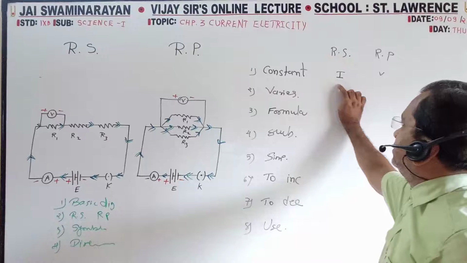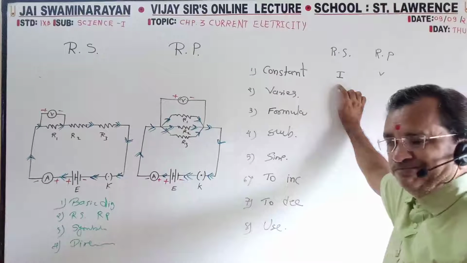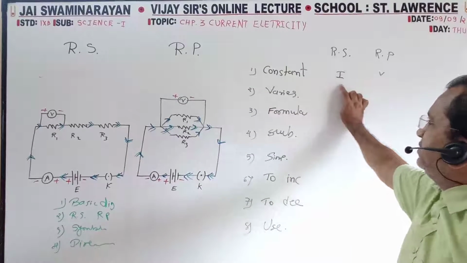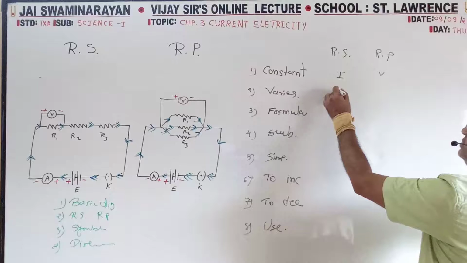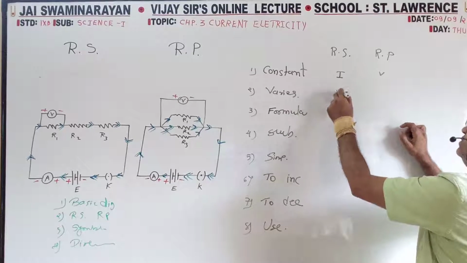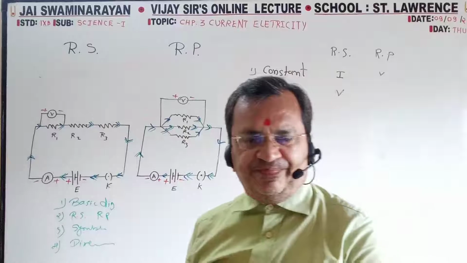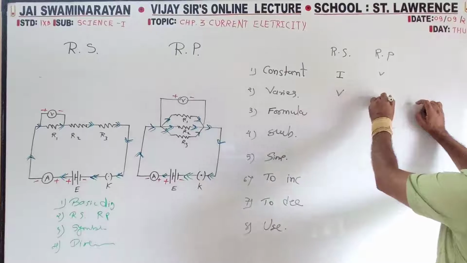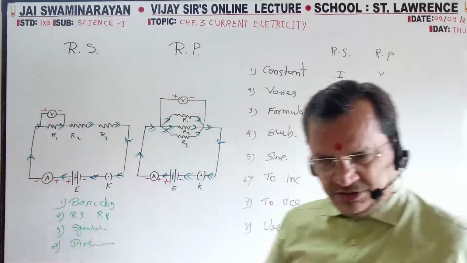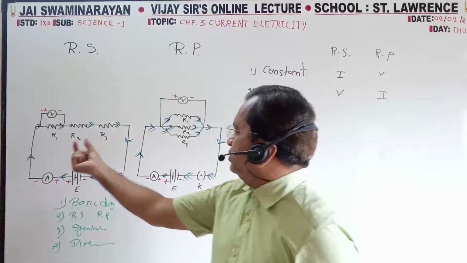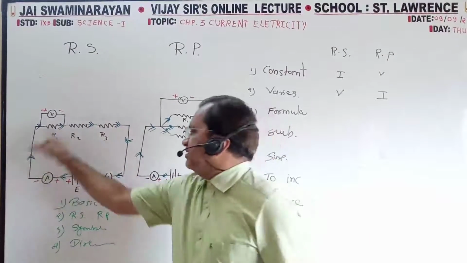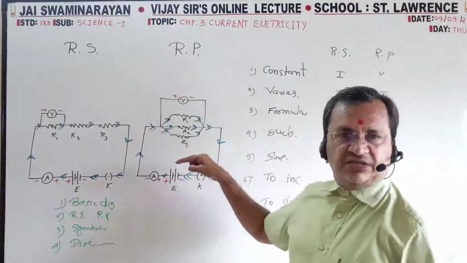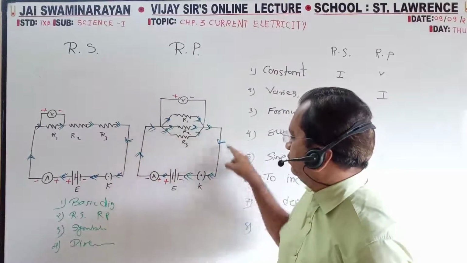In series, the potential difference will change, and the current will be the same. Here, the potential difference will be the same, the current will change. So from the diagram, see here V is different, I is the same. So I is constant, V is different. V is the same for all three, but I see one circuit, two circuit, three circuit.